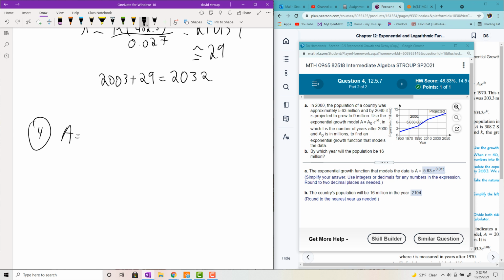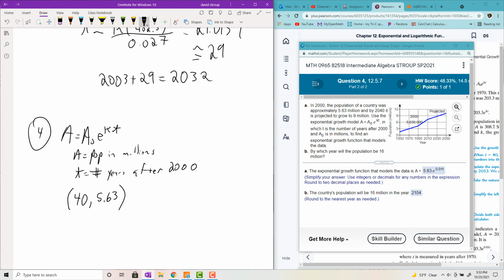Right, so my model is A equals a sub 0 e to the kt. A is population in millions, and t is the number of years after the year 2000. So I'm just getting my bearings by writing down all the information. They say the population of the country was 5.63 in 2040. You could think of that as an ordered pair.